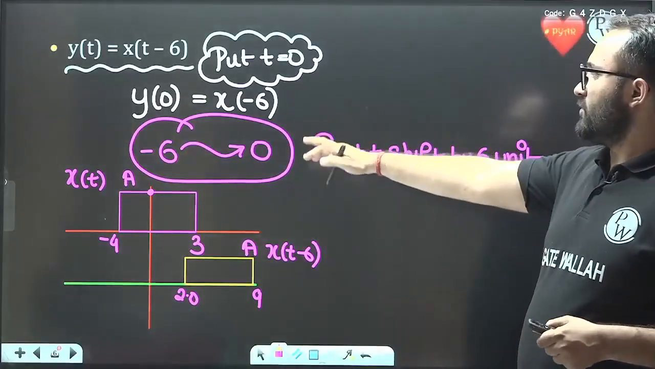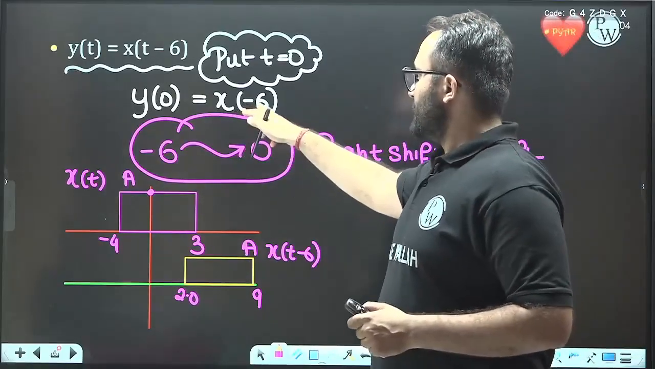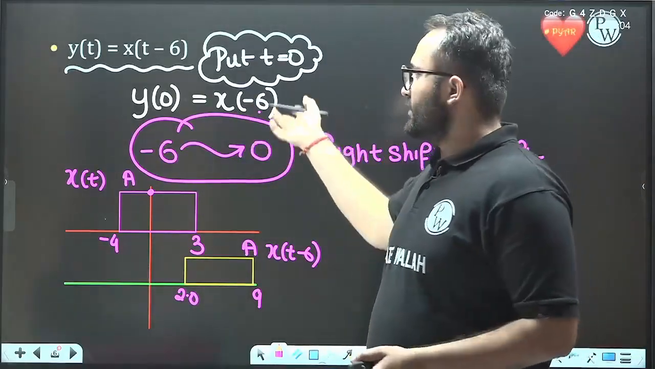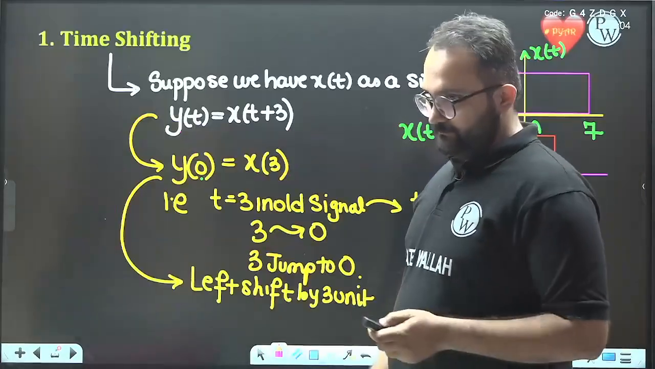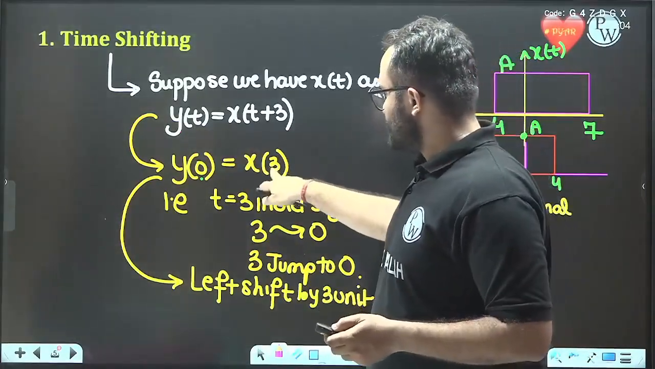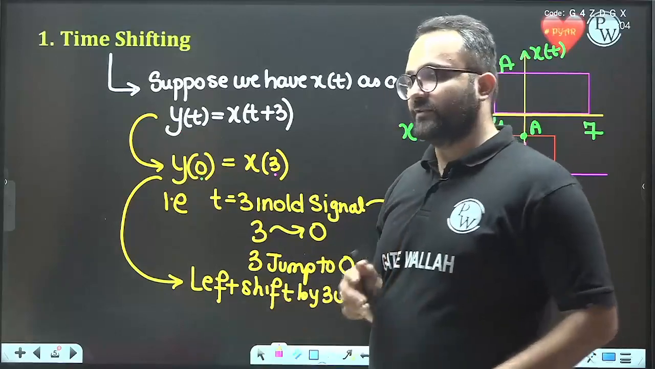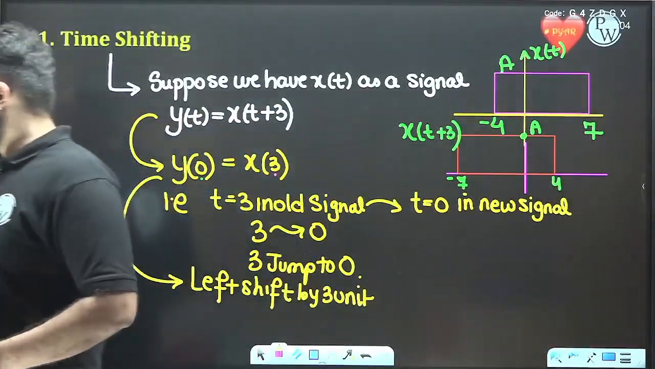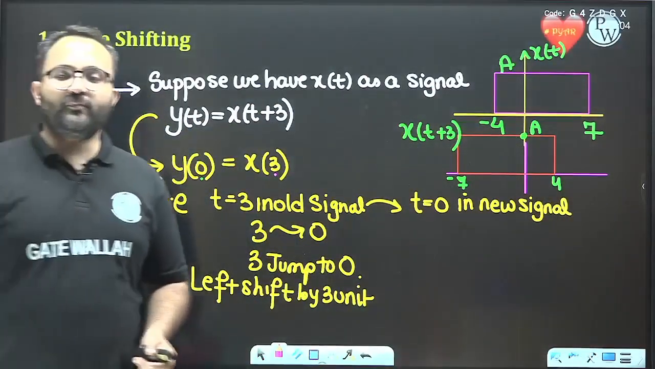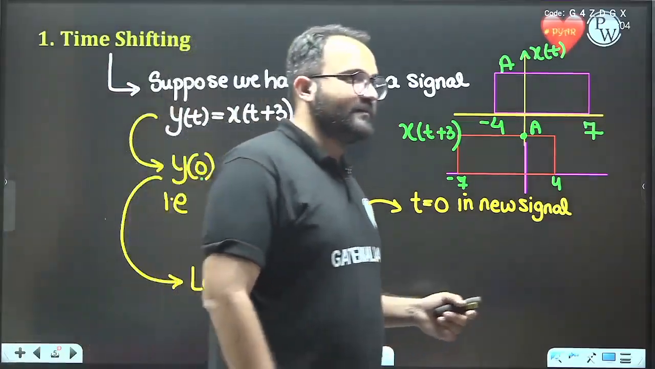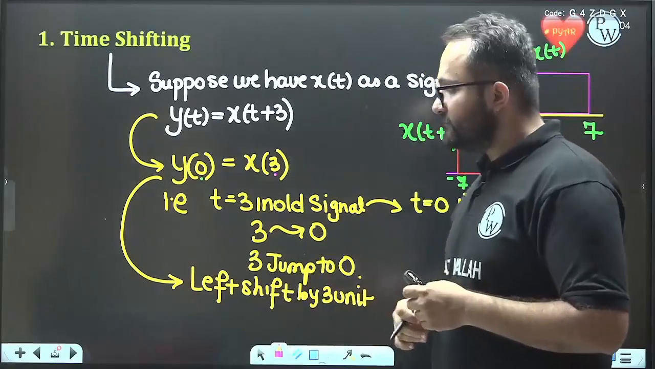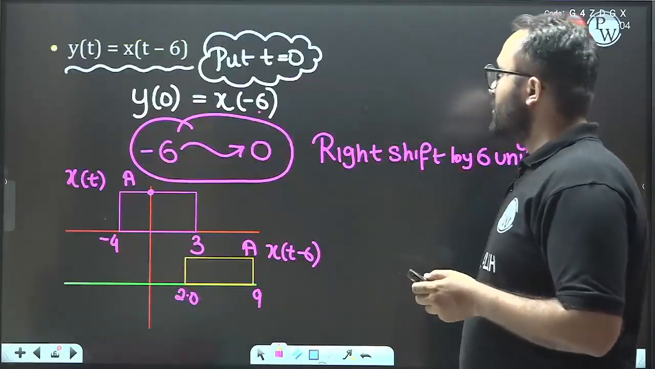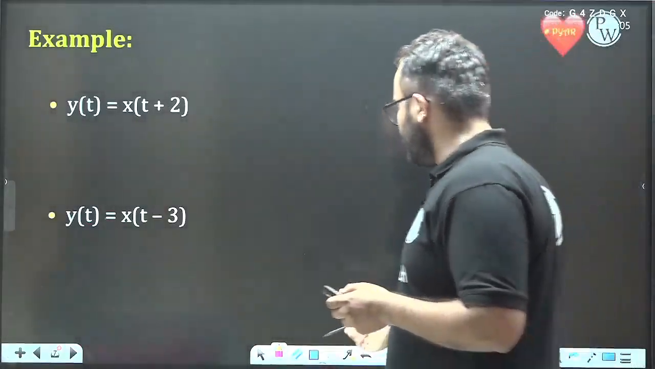Simply put t equal to 0, and you will get that minus 6 in the old signal is going to 0. So minus 6 going to 0 means jumping right. Similarly here, 3 is going to 0 means jumping left. I hope these points are clear to all of you. No one is having any kind of doubt in this whole scenario. Okay, great. So this is the shifting operation.